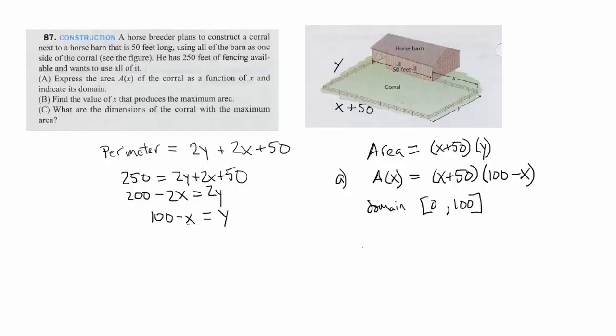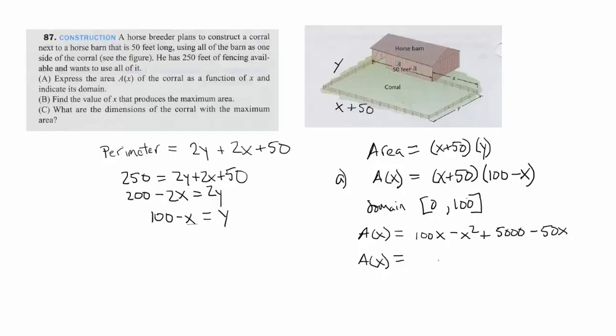Now in B, they're asking us to find the value of x that produces the maximum area. Now what we're going to do is multiply the two factors of A of x together, so we get A of x is equal to 100x minus x squared plus 5,000 minus 50x. And now I'm going to rewrite it and combine my like terms.